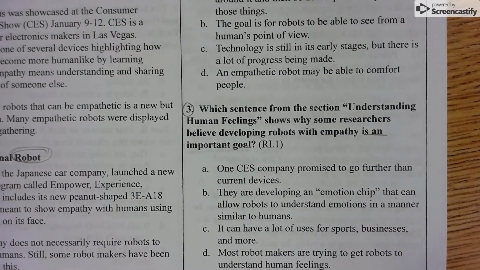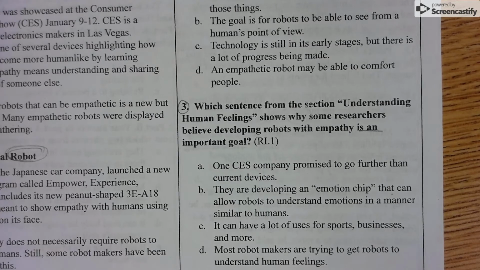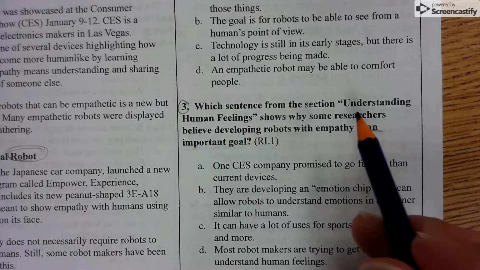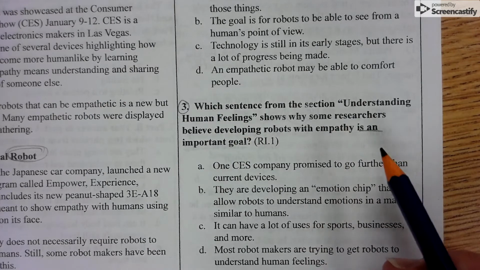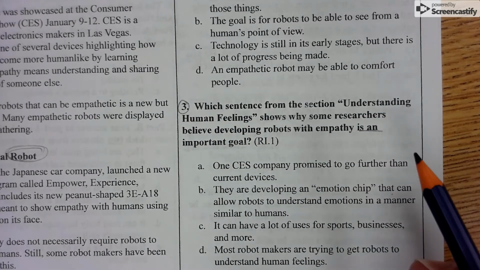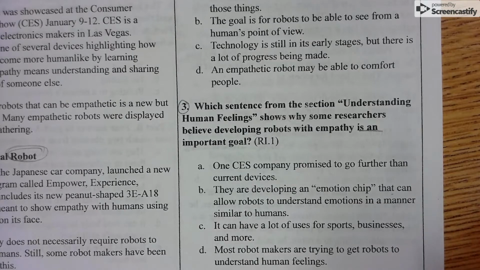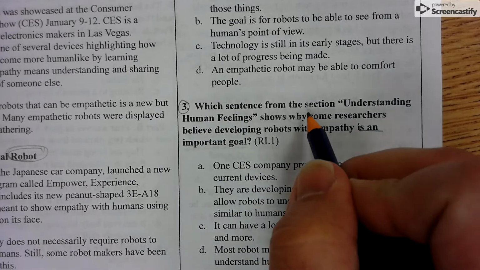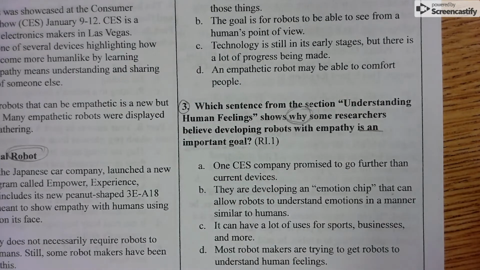If I move on to number 3, we see a different question type. Which sentence from the section, Understanding Human Feelings, shows why some researchers believe developing robots with empathy is an important goal? That's a mouthful. So we want to narrow that down. Which sentence from the section, that's something that they're going to see quite often. Understanding Human Feelings, that's one of the headings from the passage. So we really want to know, what is the question asking? What do I need to know? I need to know why. Why something? Why this? And so I'm looking for, what is the why?